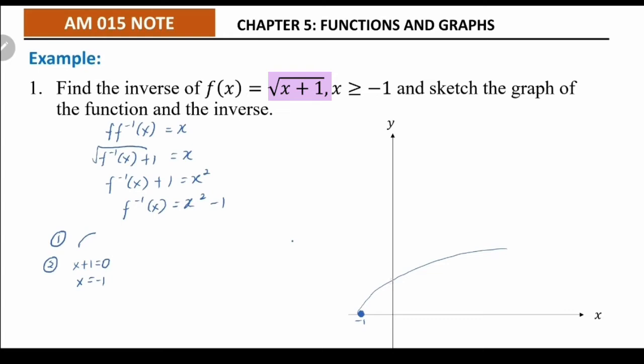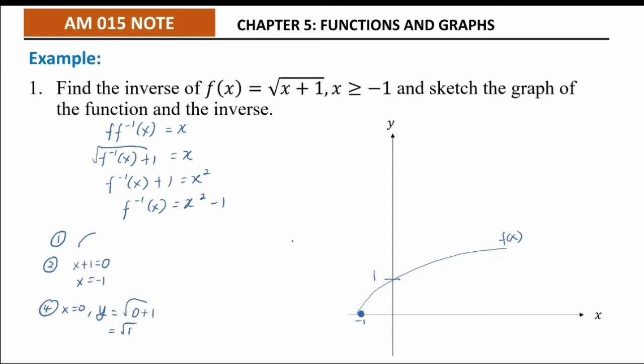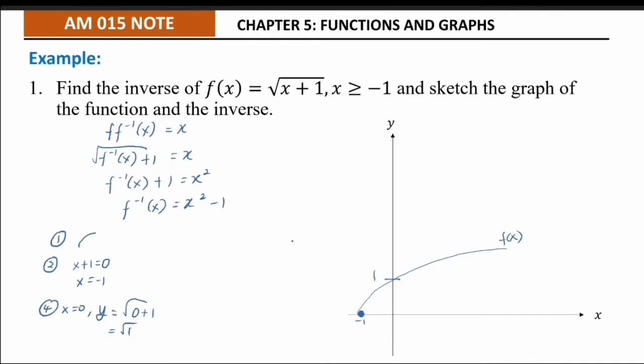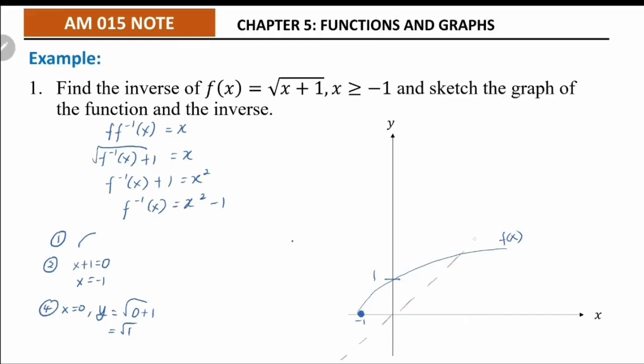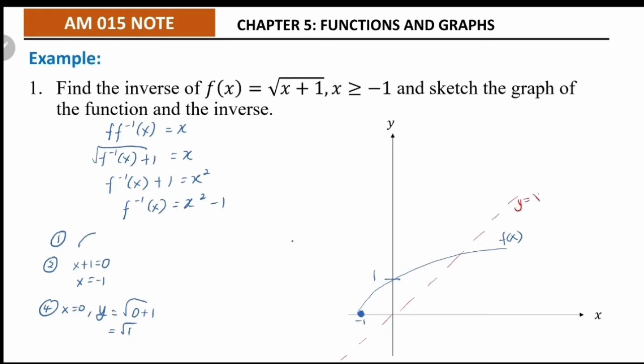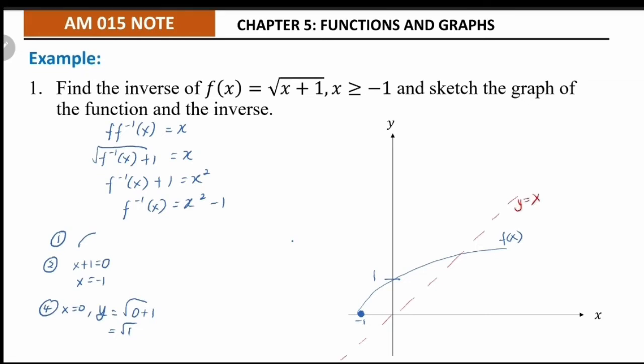And this graph has a y-intercept at x equal to 0. For x equal to 0, y equal to square root of 0 plus 1. So square root of 1. Square root of 1 is 1. Label the graph f(x). The inverse function is the reflection of f(x) at y equal to x. So y equal to x is here. This is the line y equal to x. And then the inverse function is here.